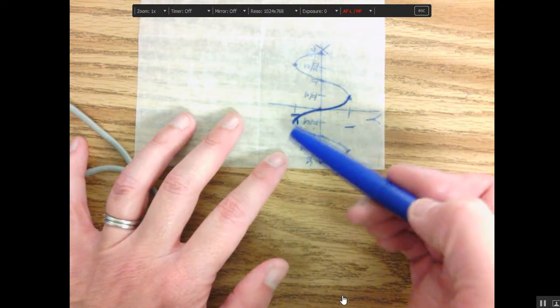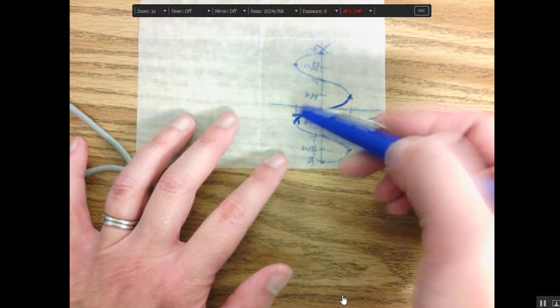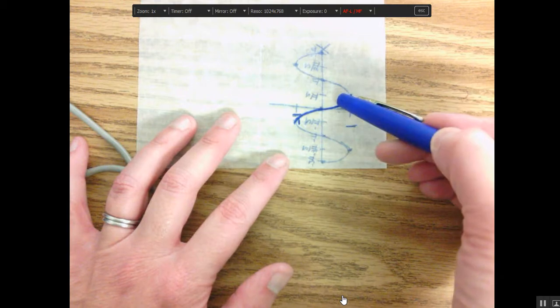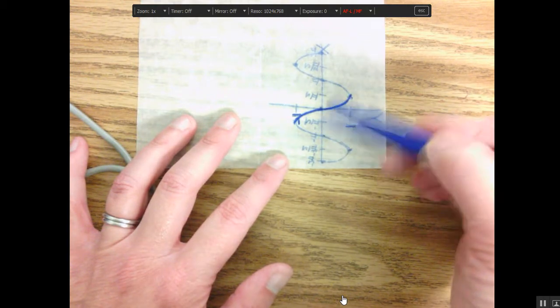Okay? So your inverse sine graph goes from negative 1 to 1 on the x-axis, and from negative pi over 2 to pi over 2 on the y-axis. So on your notes, we're going to draw that.